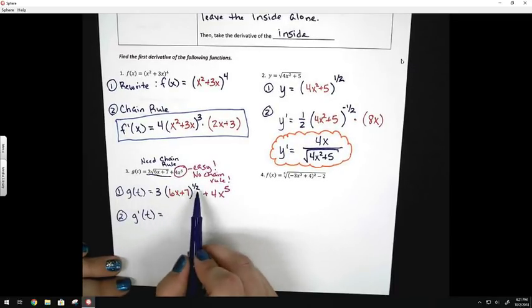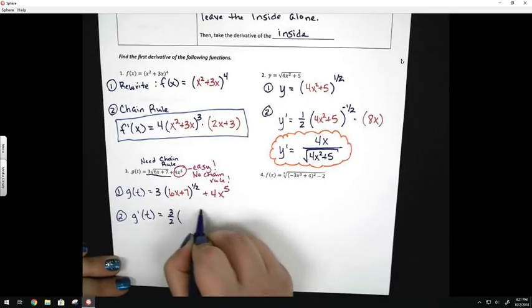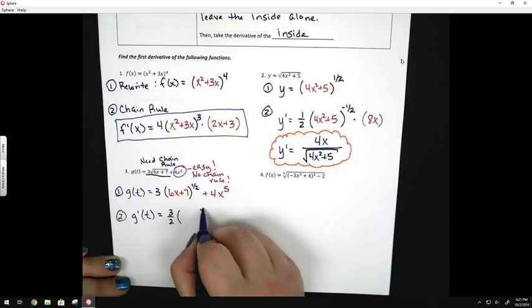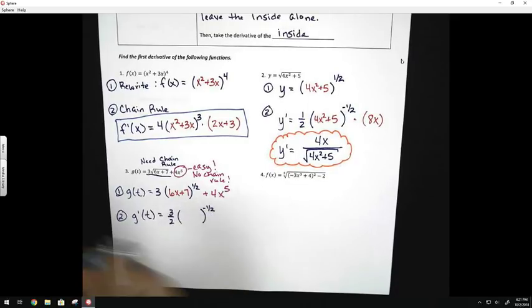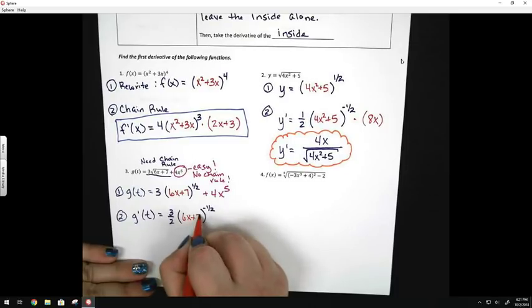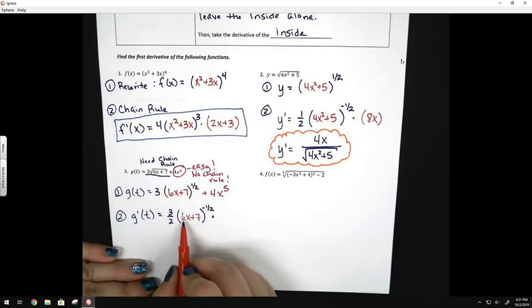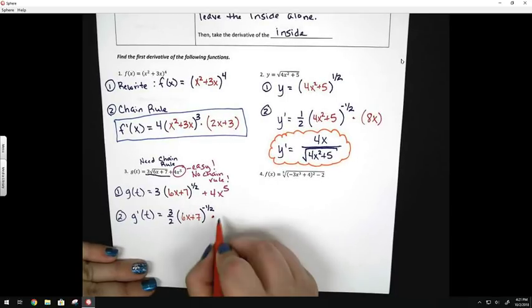So I'm going to drop the 1/2. That becomes 3/2. And subtract 1. That becomes a negative 1/2. And my inside piece stays the same, 6x plus 7. Then I'm going to multiply by the derivative of the inside. I need my chain piece. So the derivative of 6x plus 7 is just 6.